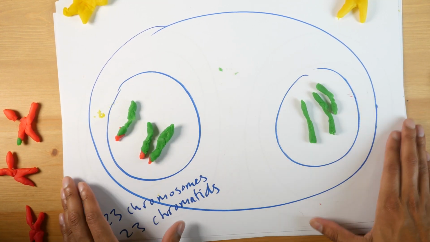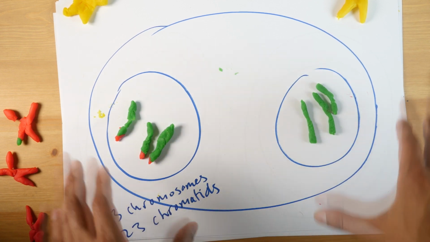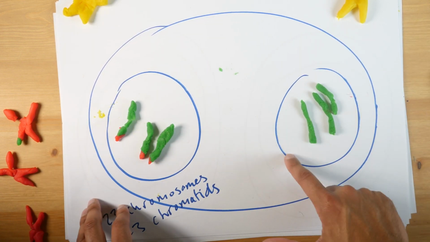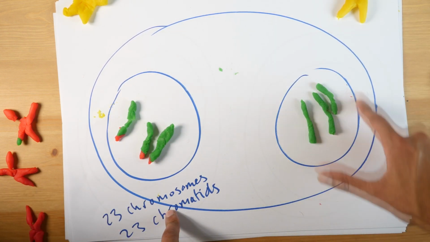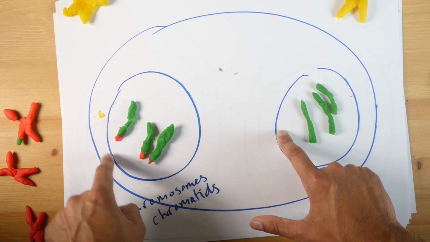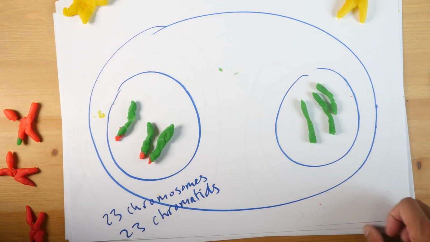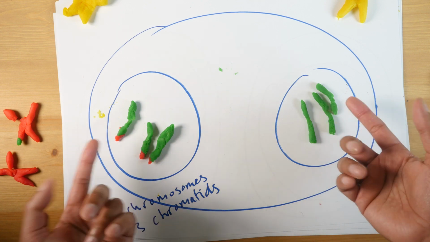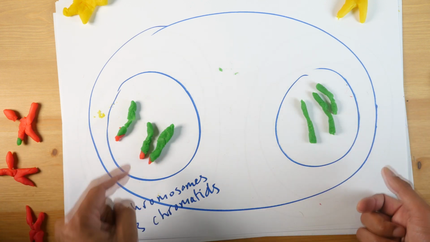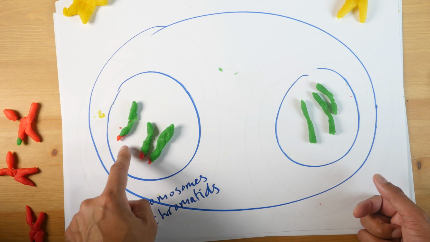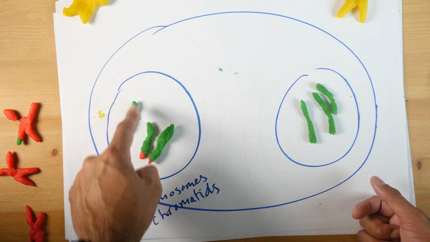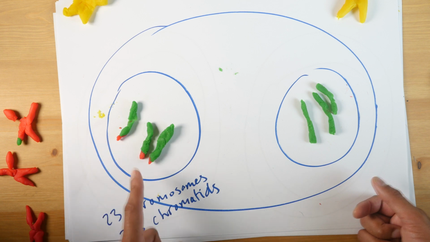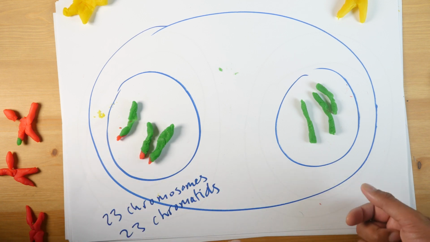Now we're into telophase two. This is towards the end of meiosis two. As you can see, we've gotten rid of the spindle fibers, and the nuclear envelope has reformed around the poles. Each pole gets 23 chromosomes. Of course, here I've only got three each, but in a human cell, you're going to have 23 chromosomes. Each chromosome consists of only one chromatid. So it's going to be 23 chromosomes with 23 chromatids.